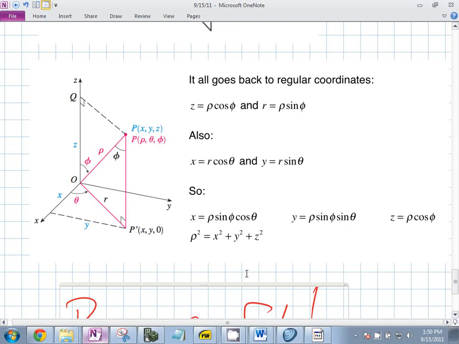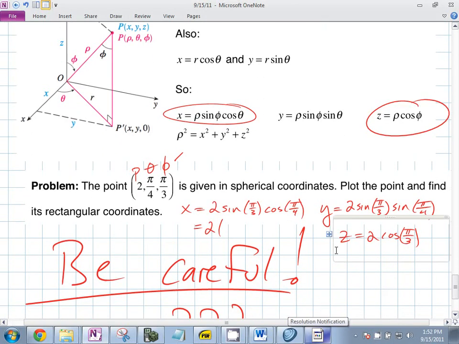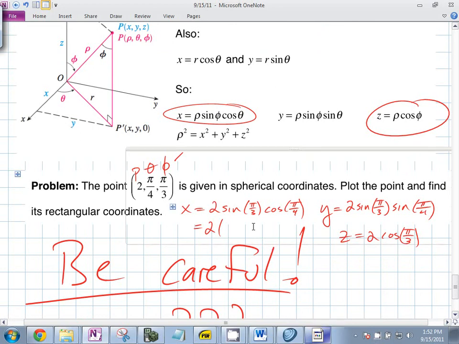So what happens when you start squaring? What's x equal to? What's sine of pi over 3? Root 3 over 2. What's cosine of pi over 4? Exactly. So in this case, what's the answer going to be? Root 6 over 2.